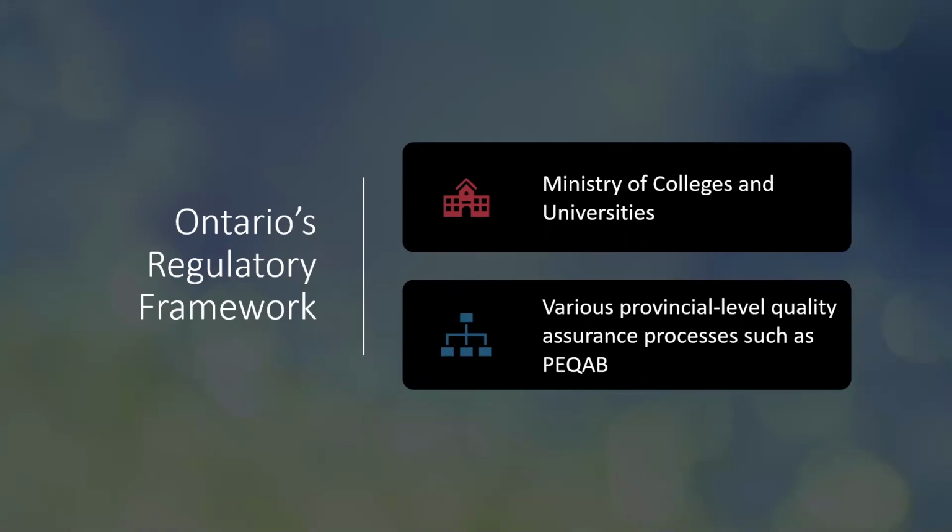A recent research report commissioned by eCampus Ontario describes the regulatory framework for colleges and universities that might enable or constrain the use of micro-certifications. The major players are the Ministry of Colleges and Universities and the various provincial-level quality assurance processes, such as those of the Post-Secondary Education Quality Assessment Board, PEQAB. Essentially, the report helps colleges and universities to answer questions like, would a micro-certification program make us eligible for additional funding from the ministry? Can we charge students? Do we have the authority to award this credential?